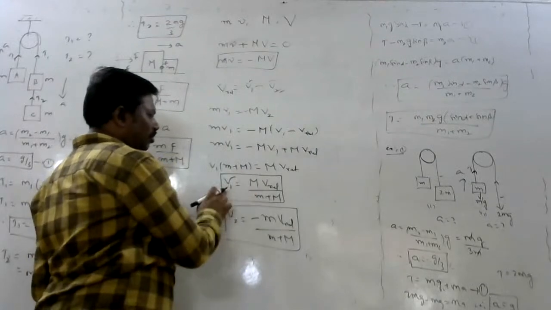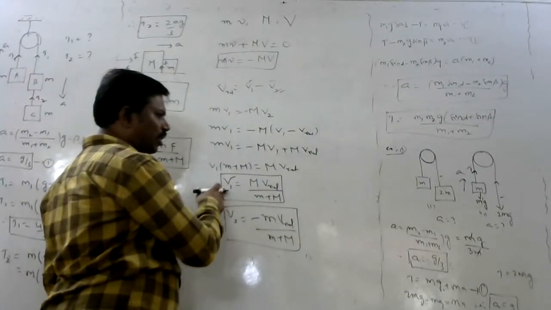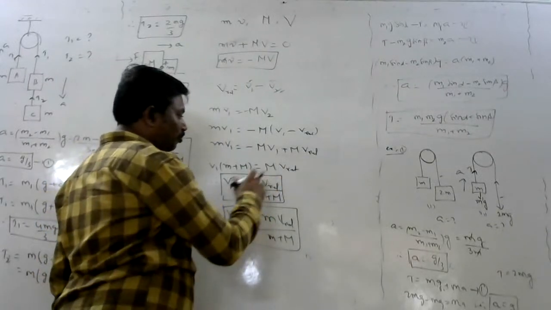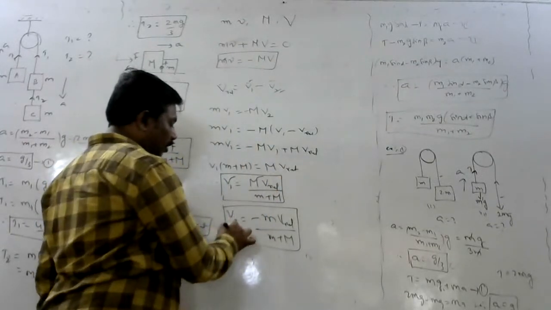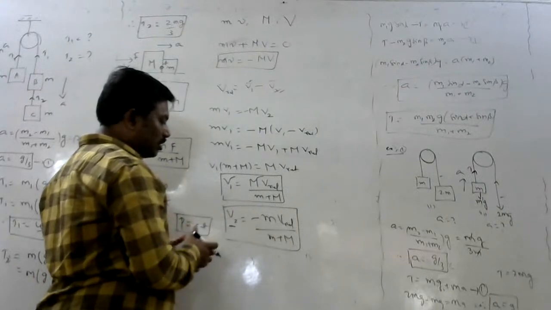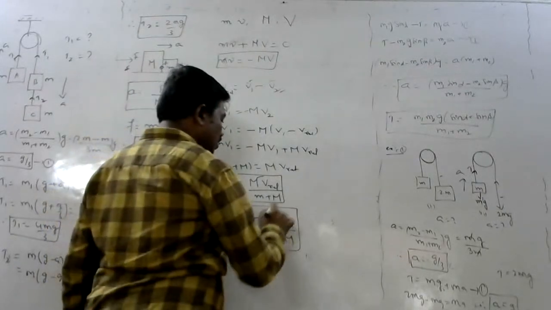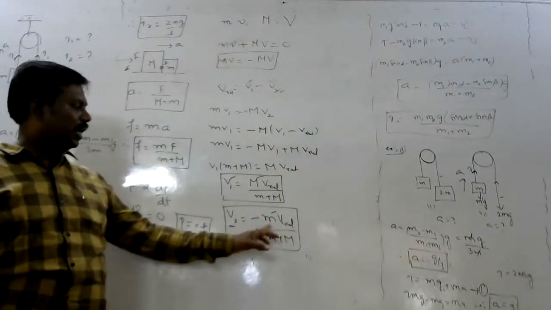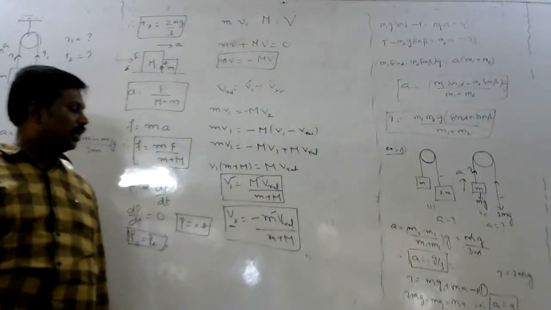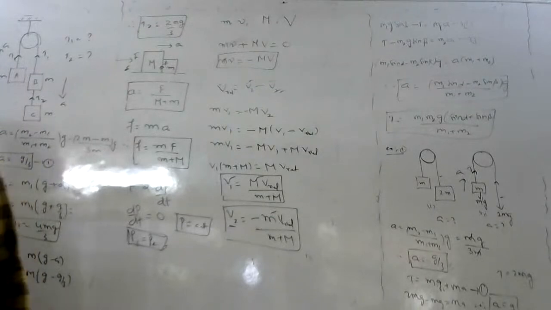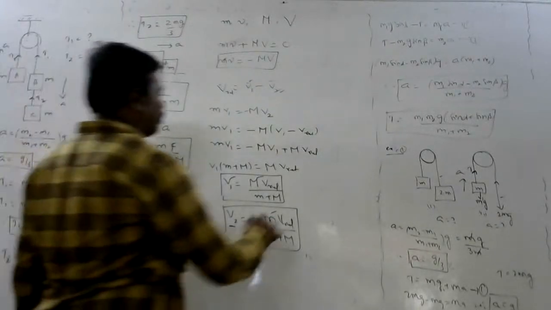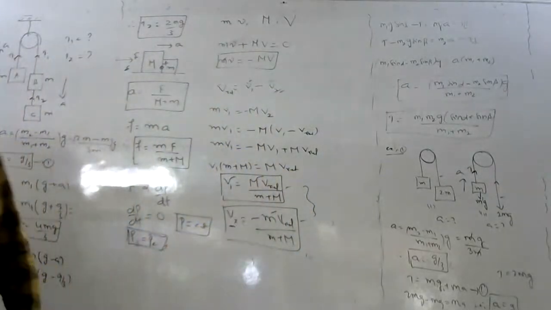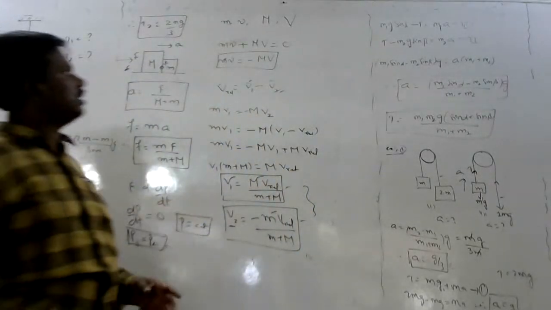Here V1 means velocity of bullet, here we use mass of gun. Here V2 is velocity of gun, we use mass of bullet. So V2 is equal to minus m into V relative by small m plus capital M. Actually, these two applications are very important. In another applications also, same like this.